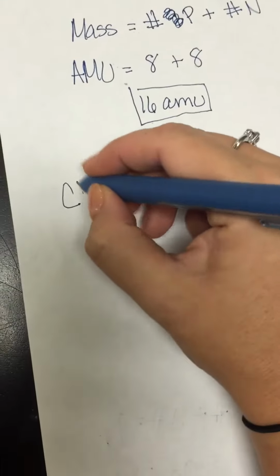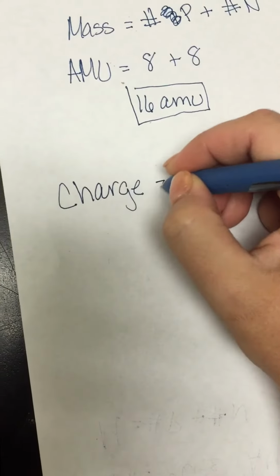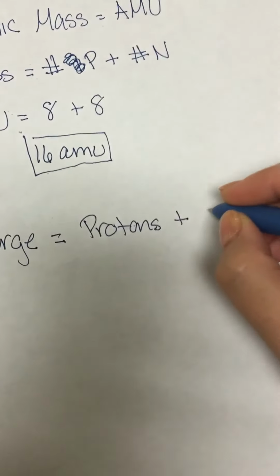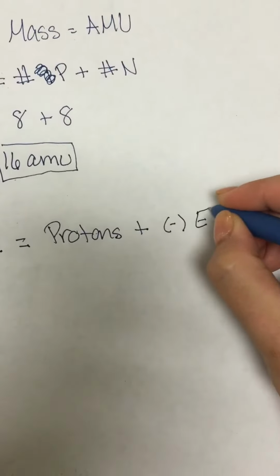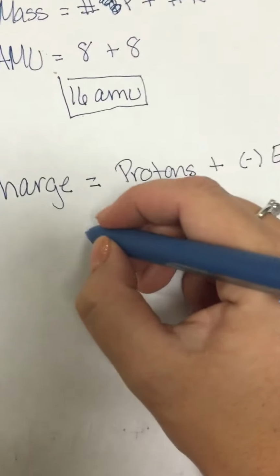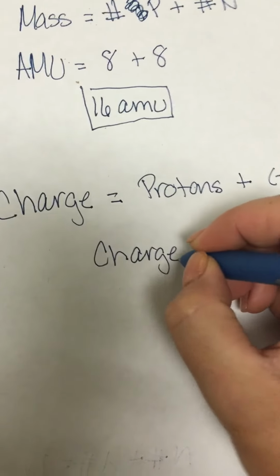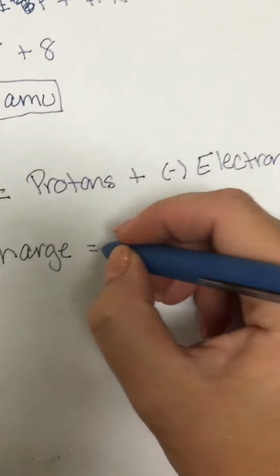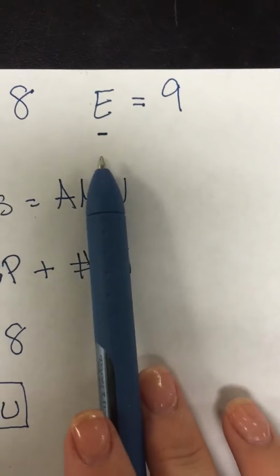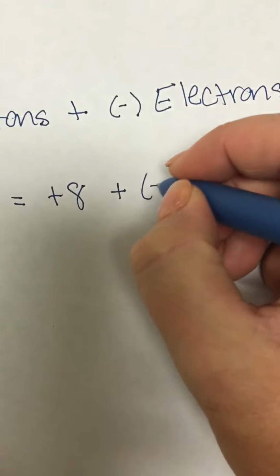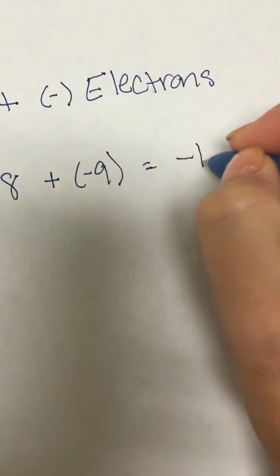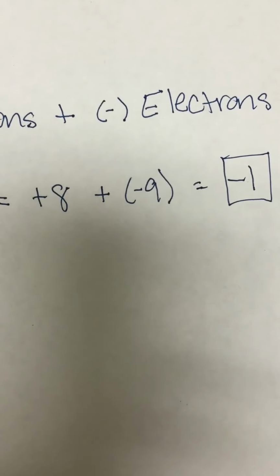So the charge is your protons plus, and remember electrons are going to be negative, so it's electrons plus protons. Charge, so protons are positive, we have 8, this is a positive 8 plus our electrons, which remember have a negative charge, so this would be plus a negative 9. Positive 8 plus negative 9, that's going to equal negative 1. So this is a negatively charged atom.